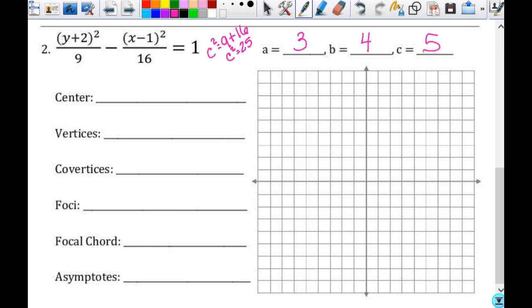My center point, what's my center? 1, -2, good, because it's always HK. So 1, -2. Let me go ahead and graph that. 1, -2, there's my center point. Now, is this going to open vertically or horizontally? Open up and down or left and right? Up and down, because your y is the first term here, which means it's opening up in what you can think of as the y direction vertically here.